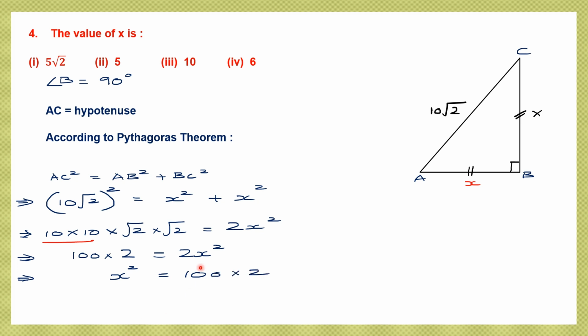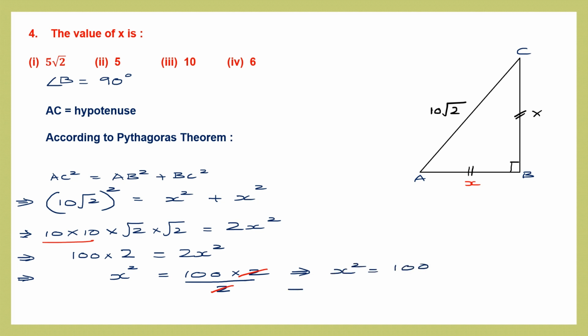Now along with x square, what do we have? We have 2, isn't it? So this is multiplication. So when I take 2 away from x square and put it along with the others on the other side, this becomes division. So this is 100 into 2 divided by 2. Now what can we do here? We can cancel the 2's. So I can cancel 2 and 2. So what do we have here? X square is equal to 100.